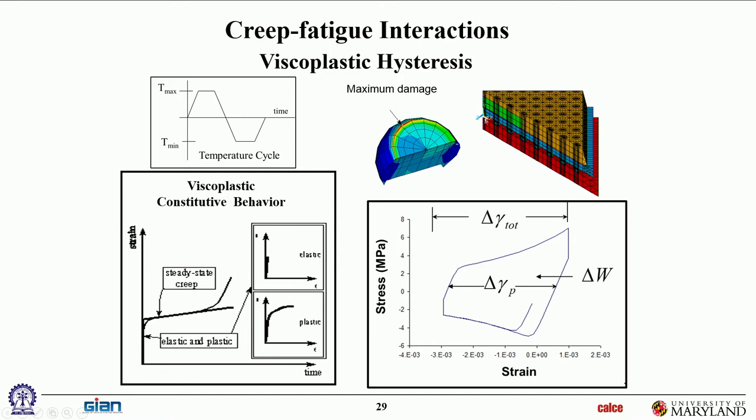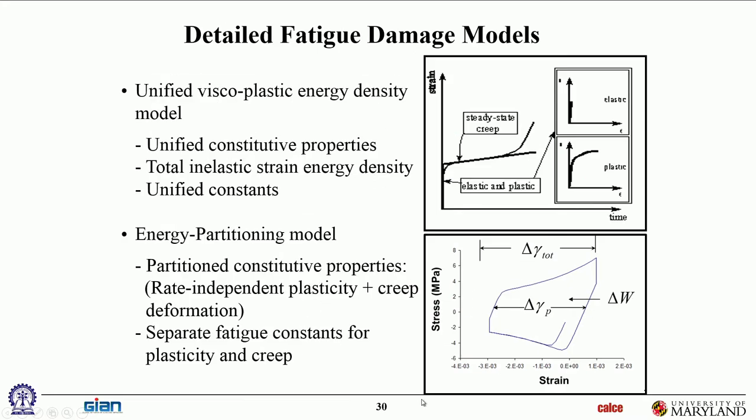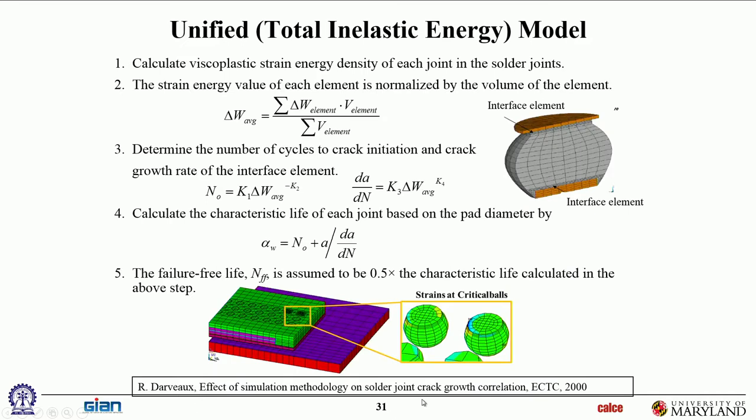That's where the corner solder joint is going to fail. So you can either take the strain range or the energy inside that hysteresis loop. My group takes the energy and partitions it into creep and plasticity. Other groups use strain range, okay?